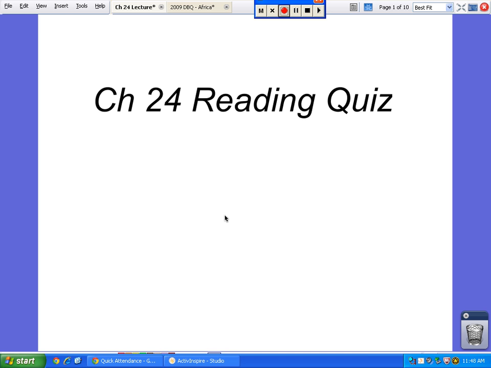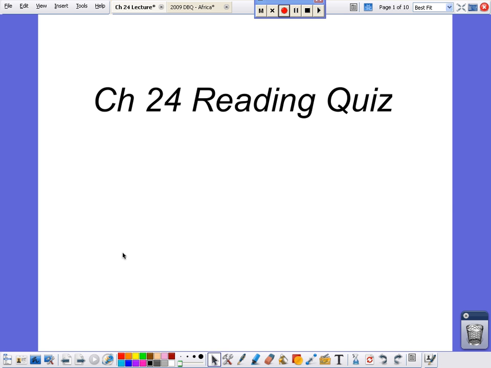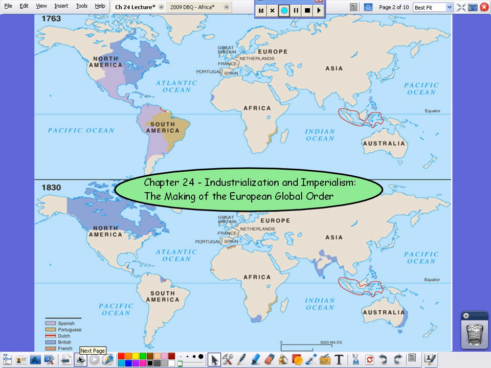All right, so chapter 24. A little bit still on industrialization, but mostly focusing on imperialism. So, what do we mean by imperialism? What, Stephen?